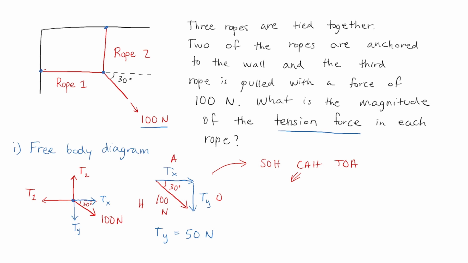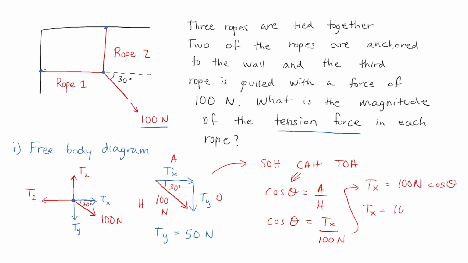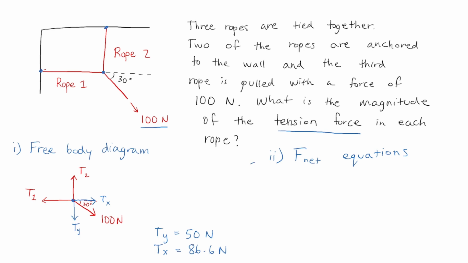Now let's solve for Tx. We will use the cos function because cos theta is equal to adjacent over hypotenuse. All I have to do is plug in my values for the adjacent side and the hypotenuse, rearrange and isolate for Tx, and then plug in my value for the angle, and we find that Tx is equal to about 86.6 newtons. Now that we know Tx and Ty, we can move on to making our Fnet equations.